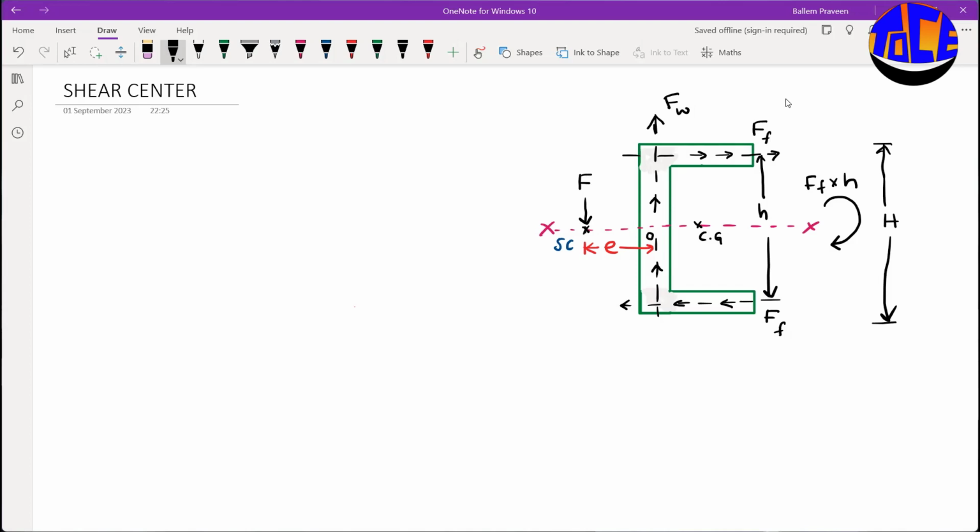And this FW will become 0, because it is acting parallel to the web and passes through O itself. Let us take the moments about O. Here, the resultant shear force F acts in the anti-clockwise direction. The couple due to F will be F into E, which is acting anti-clockwise.